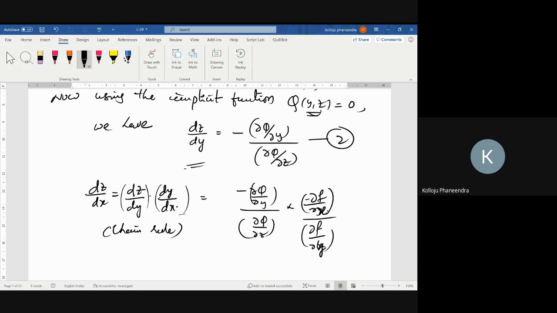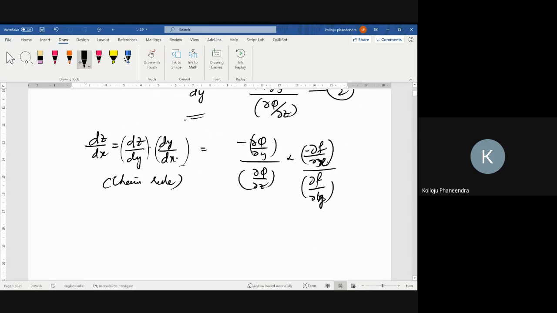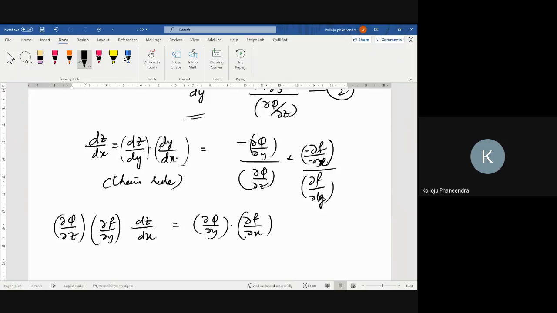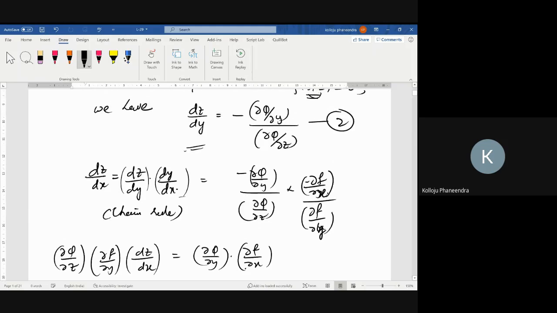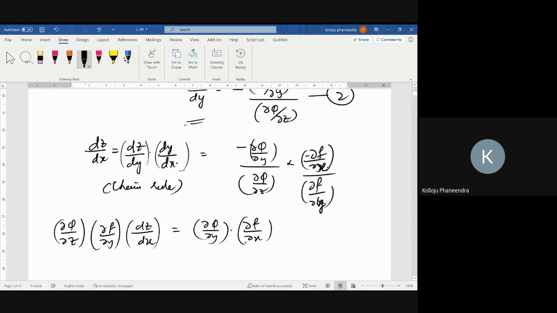Now this is equal to, minus gets cancelled. So dz by dx equal to, what we have, dou phi by dou y into dou f by dou x, and take these two to this side: dou phi by dou z and dou f by dou y into dz by dx. That's what we have to get. Check it. First one, dou phi by dou z is there, right? Next one, dou f by dou y is there, dz by dx, right? This is the proof. This is one model problem.